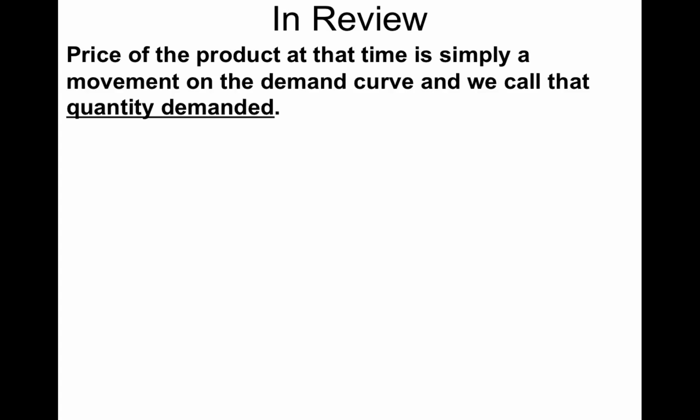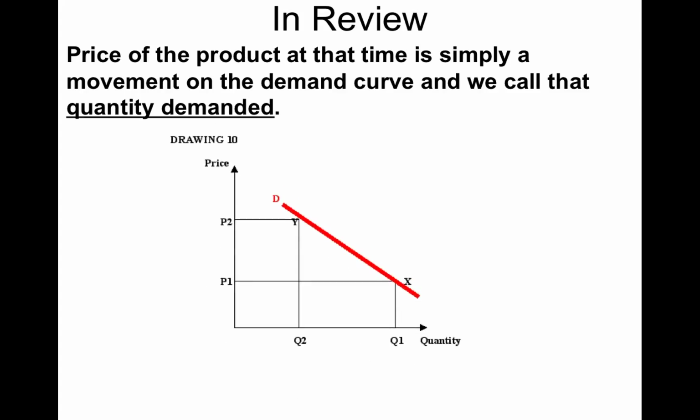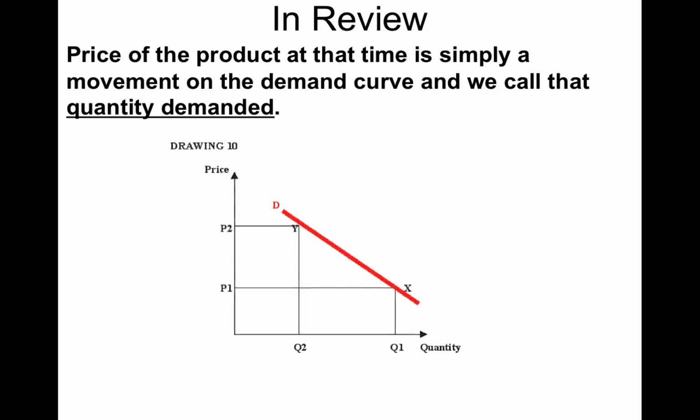So in review, again, I said I would harp on quantity demanded and demand. A change in the price of the product at that time is simply a movement along the demand curve, and we call that quantity demanded. You can see that on this lovely drawing here. That's just a movement along the curve from P1 to P2. There is no shift because it's a change in price at that time.